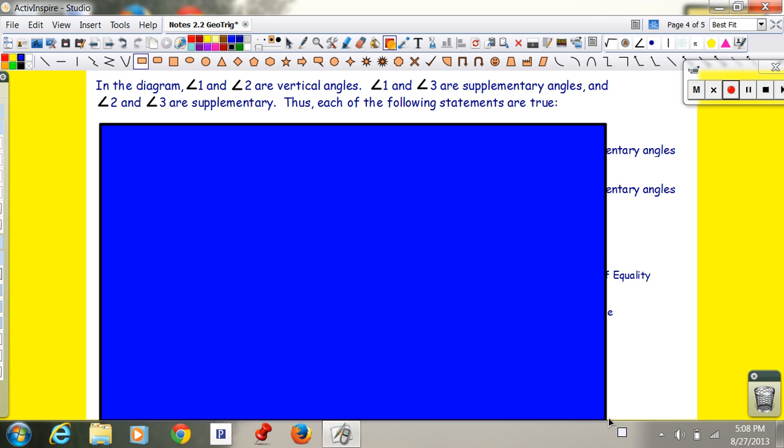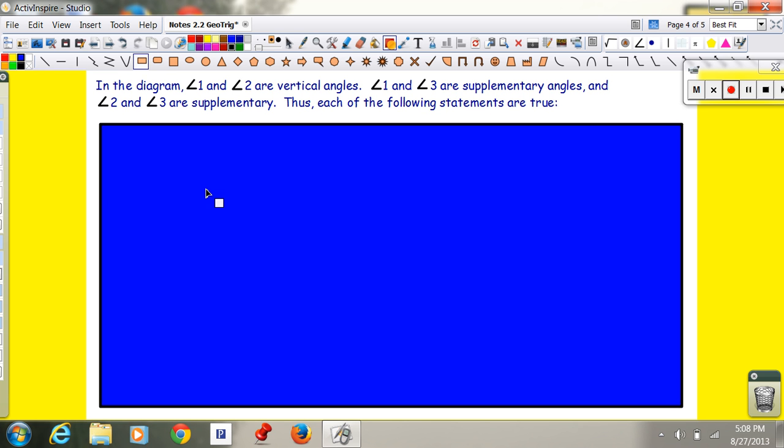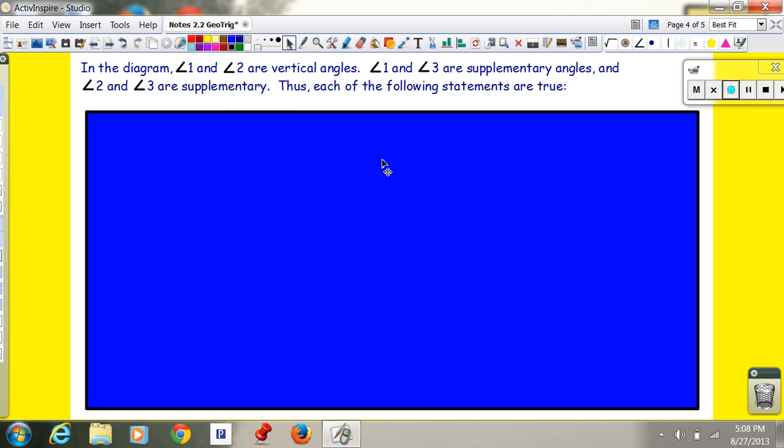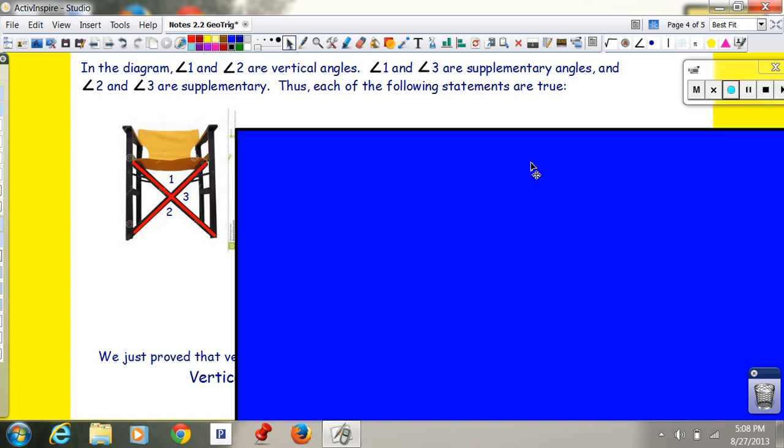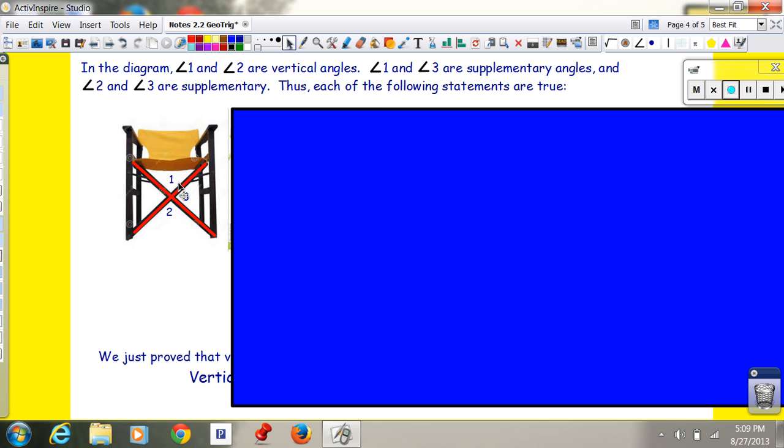Start here for a second. Okay, it says in the diagram, angle 1 and angle 2 are vertical angles. So let's look at the diagram over here. Angle 1 and angle 2 are vertical angles. Angle 1 and angle 3 are supplementary.